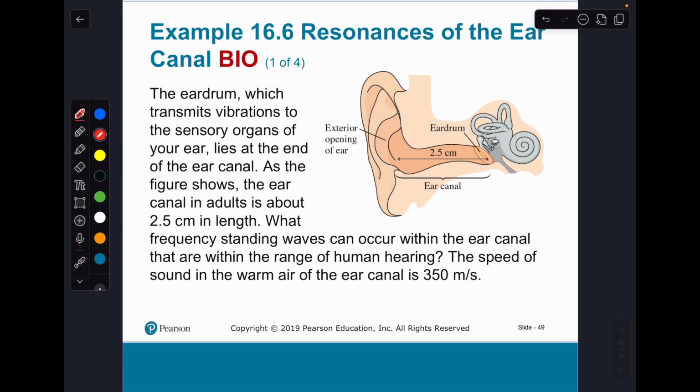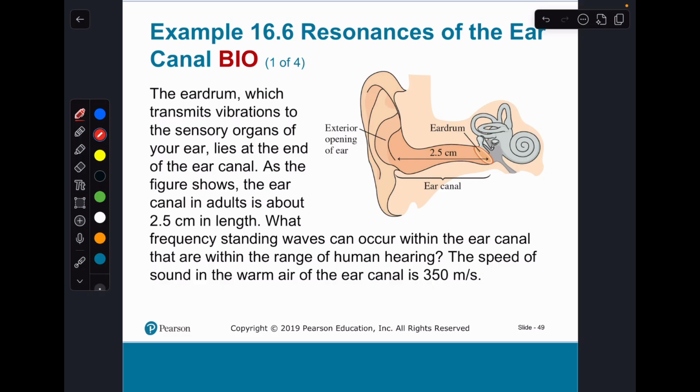So let's take a look at this example and see if we can tackle this. So this is a picture of your ear canal and your eardrum. The eardrum transmits vibrations to the sensory organs of your ear, okay? The figure shows the adult ear canal is roughly 2.5 centimeters long. And so the question is, what frequency of standing waves would occur within the ear canal that are within the range of human hearing?